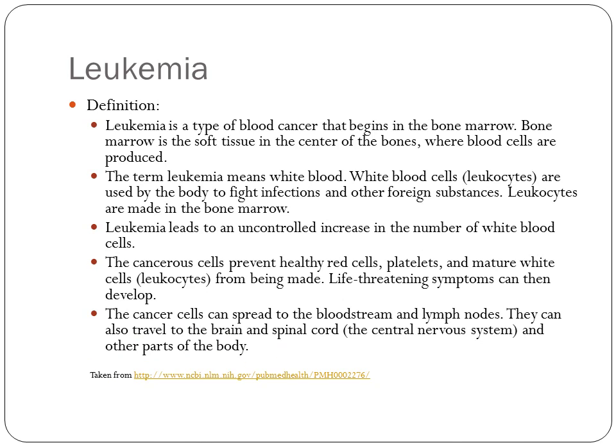So the NIH defines leukemia as, again, a blood cancer that begins in the bone marrow and the soft tissue in the center of the bones where the blood cells are produced. The term leukemia actually means white blood cell. So this is where white blood cells, which are normally produced to fight infection and other foreign substances, are actually made in an increased amount.